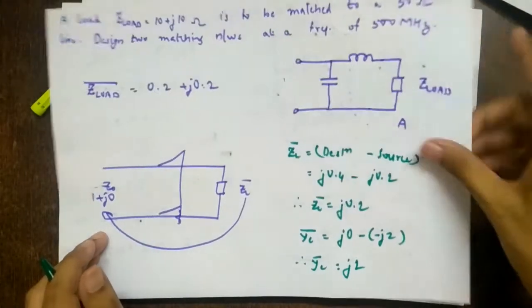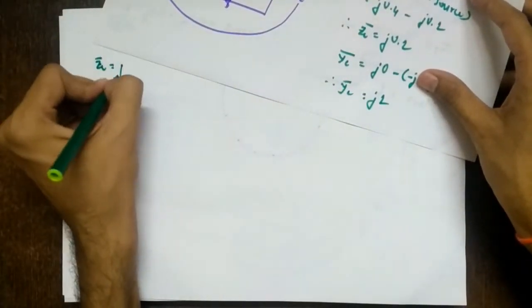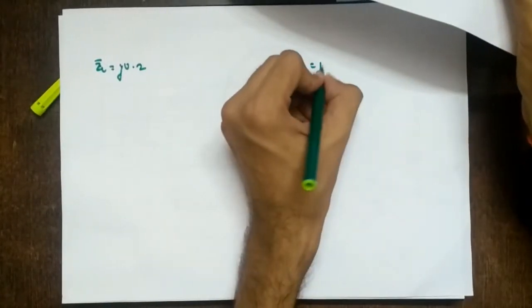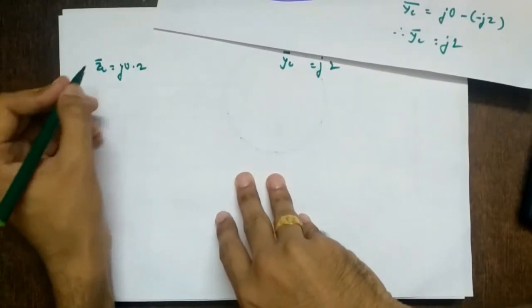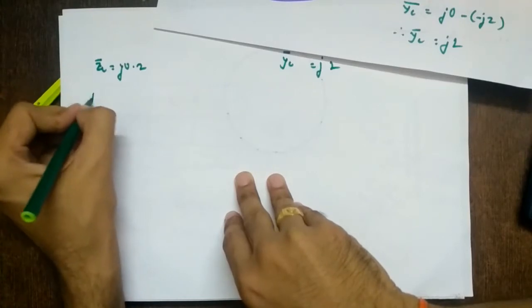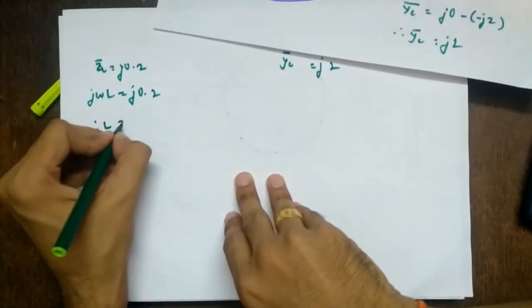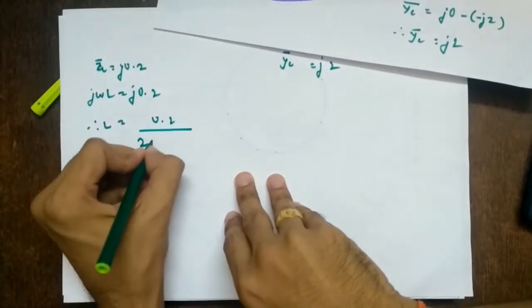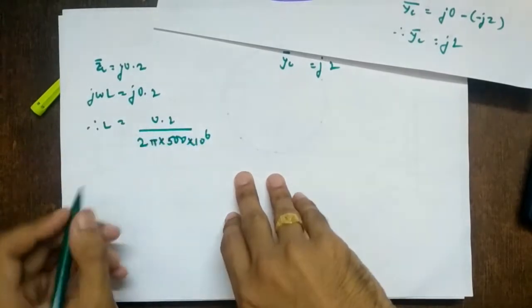So next step is to find the value of inductor and capacitor, right? So again I'll write ZL bar equal to J.2, and what we have got? YC bar J2, right? Now what is ZL bar? It is nothing but XL bar, reactance or impedance of inductor. What is it? J omega L. So J omega L equal to J.2. So therefore L will be what? 0.2 upon omega, omega is 2 pi f, and f is given as 500 megahertz, 500 into 10 raised to 6.